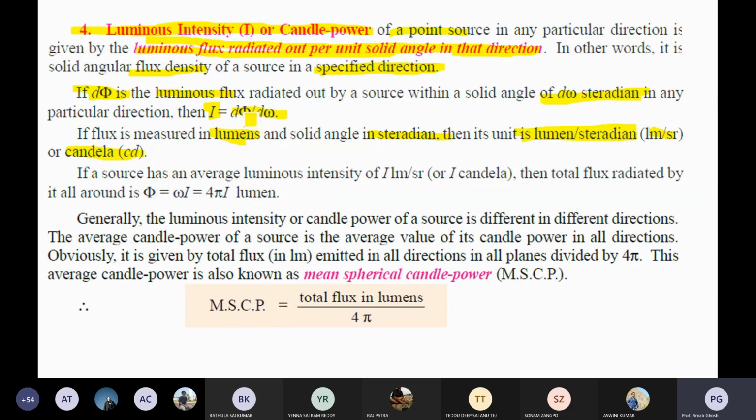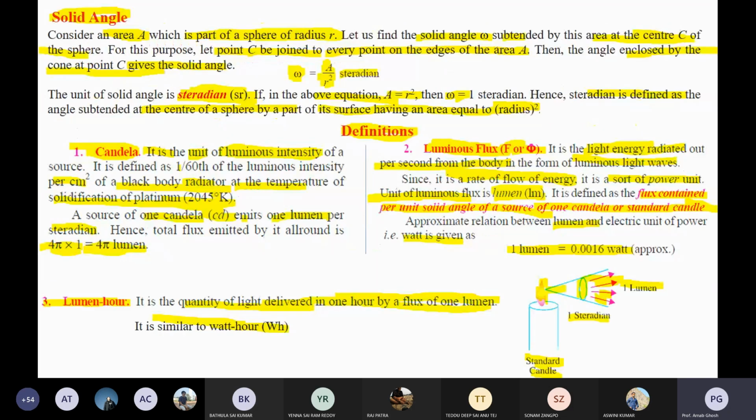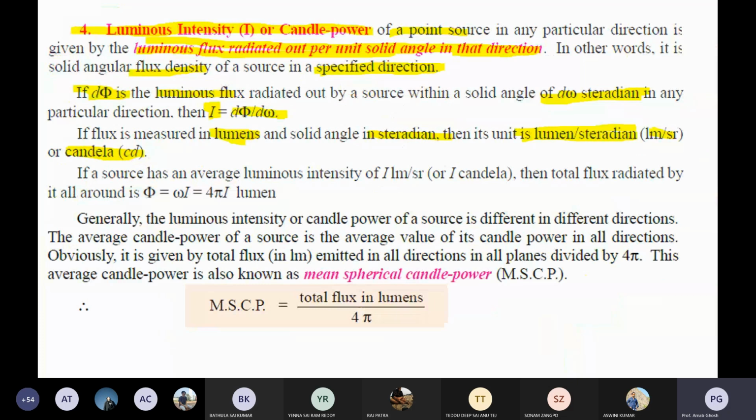Simple thing. Then you need to find out the mean spherical candle power. So you have to calculate the mean spherical candle power. Generally the luminous intensity or the candle power of a source is different in different directions. So that direction is most important. Here you know that the terminology of direction is mentioned, so direction is important. Different in different directions.